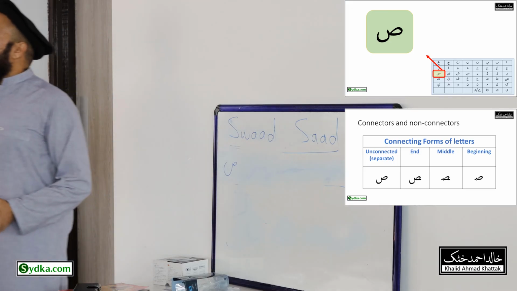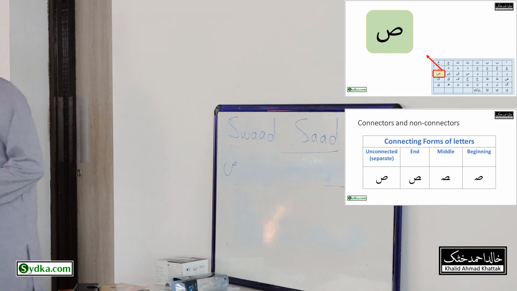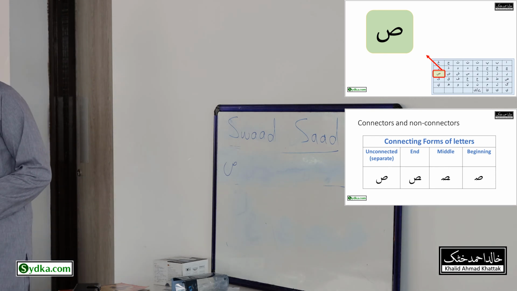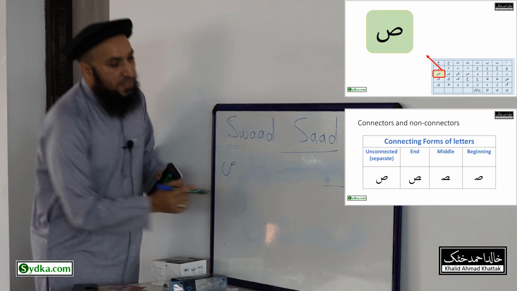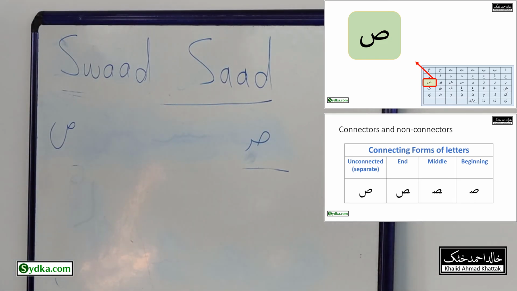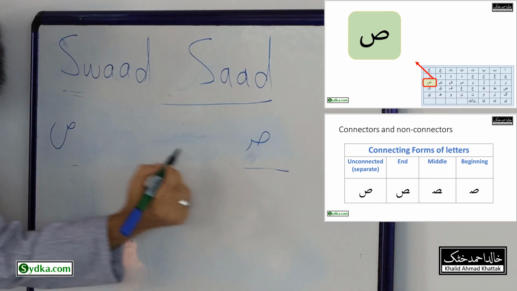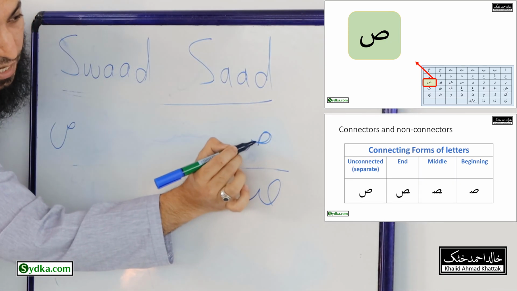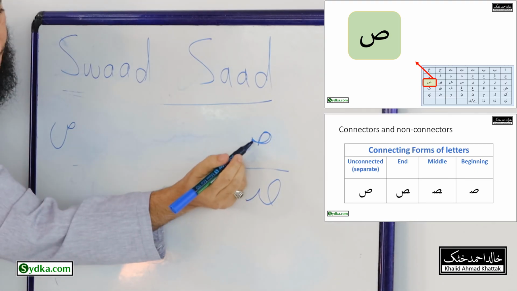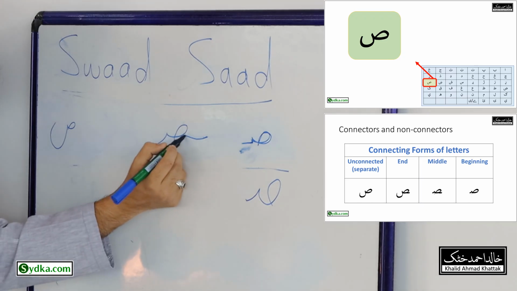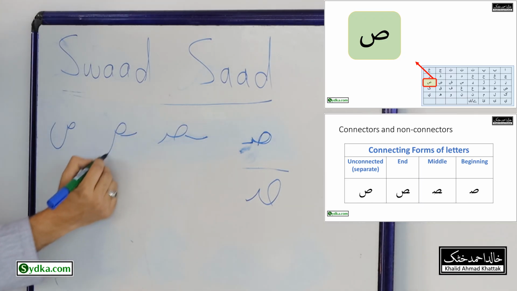And is it a connector or non-connector? Why? Good, good. So in the beginning it looks like this. You need to remember how I write it as well. That's how you write it. You can't write it like this; that's the wrong way of doing it. You start from here, go there, come back here. Okay? And in the middle it looks like this, and at the end it looks like this.